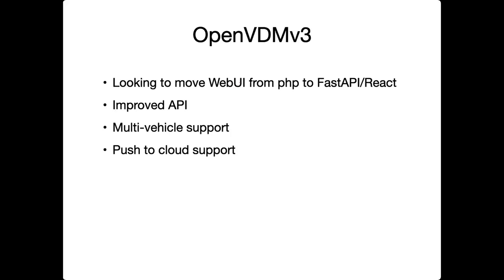So I'm looking to add multi-vehicle support where you can define, as needed, the number of platforms that you have on your vessel. You can individually define deployments for those platforms and have OpenVDM understand, okay, this data set is associated with this platform, and therefore I'm going to call out the files associated with this deployment on that platform. So that's a pretty big development effort.